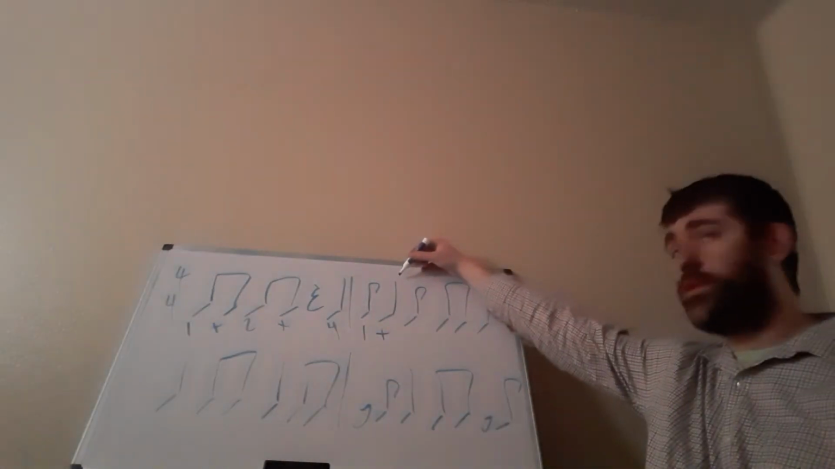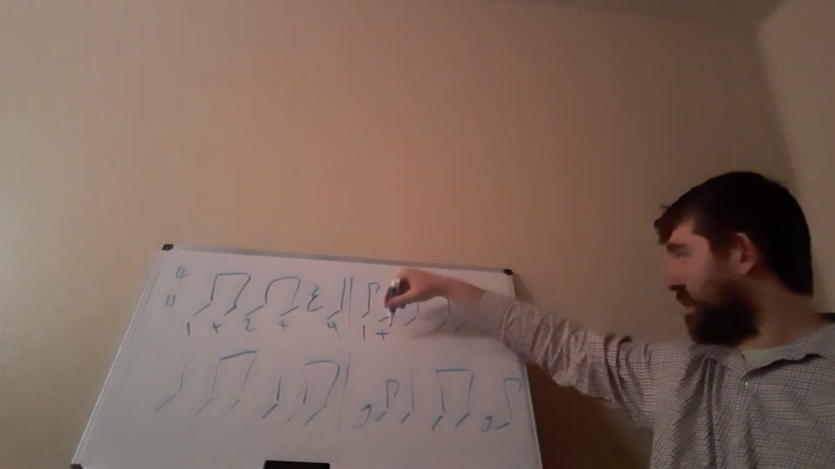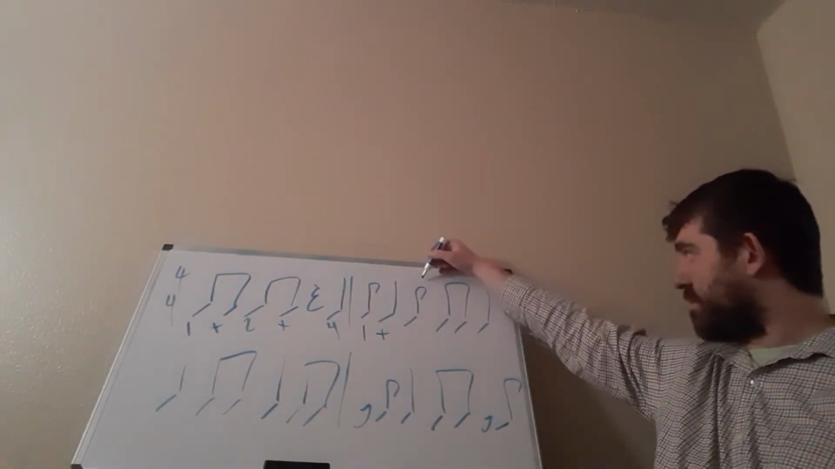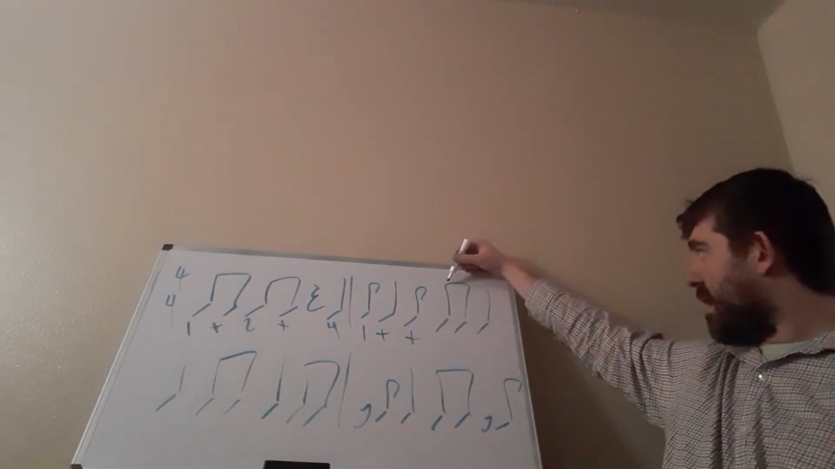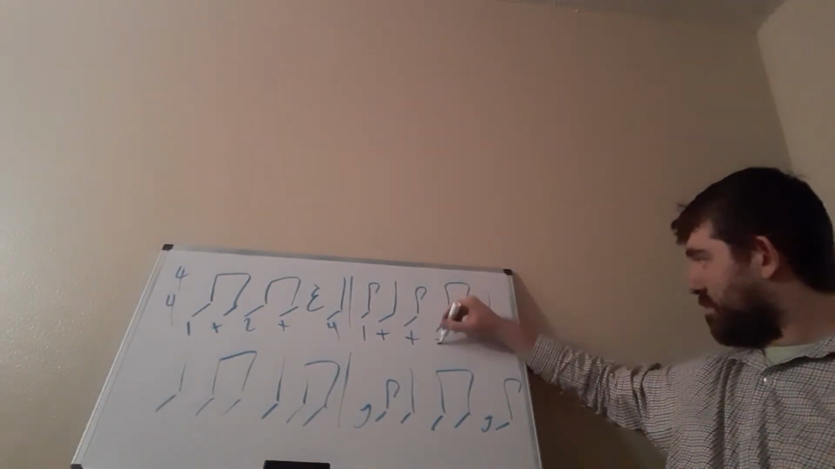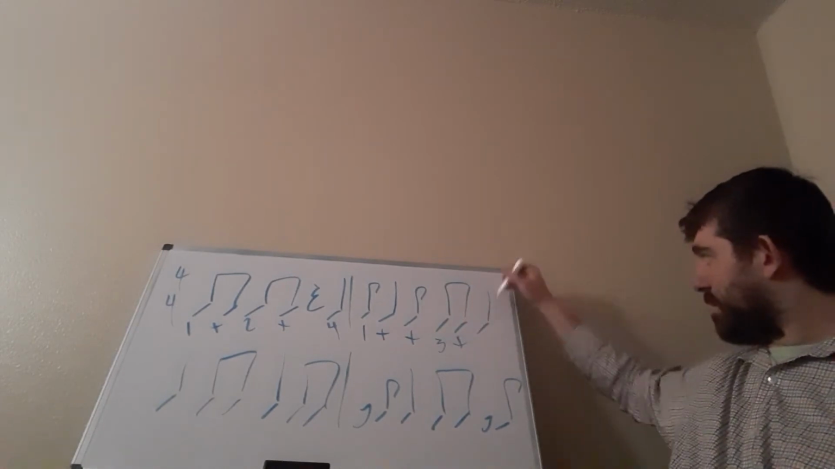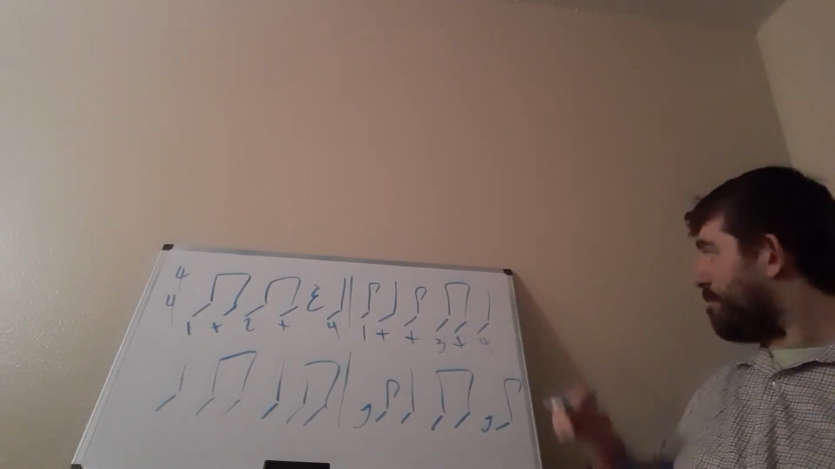But remember, quarter notes take up 2 8th notes. So this is going to take up and 2. Therefore, this 8th note right here is going to be on the and of 2. Then we have 2 more 8th notes. This is on 3 and. And then lastly, beat 4 is a quarter note.